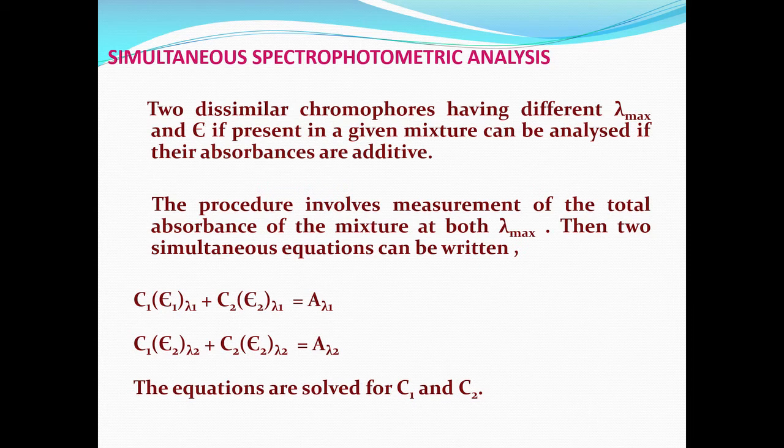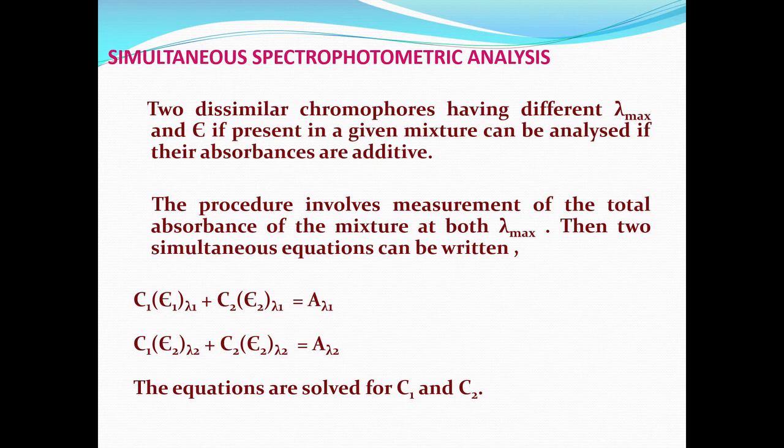So, what is important is there are 2 dissimilar chromophores, 2 different colors present in the sample, having different lambda max and constant epsilon, the molar extinction coefficient. So, if present in a given mixture, can we determine 2 substances in a given mixture? That is the question. So, basically the answer is always yes, we can do that.